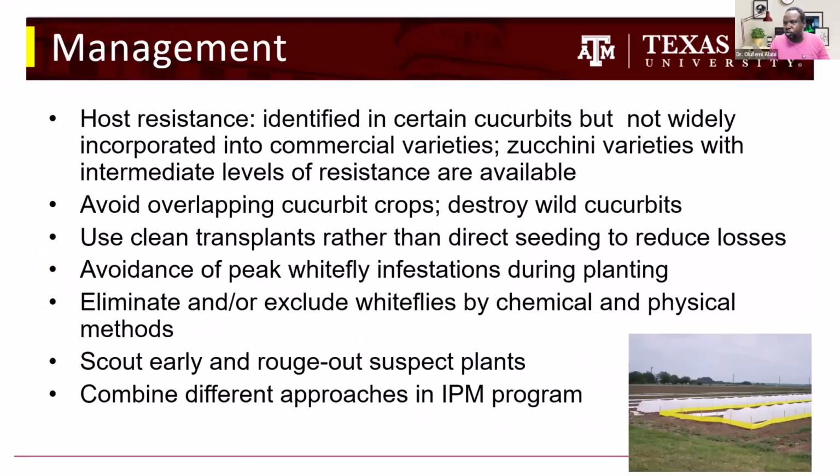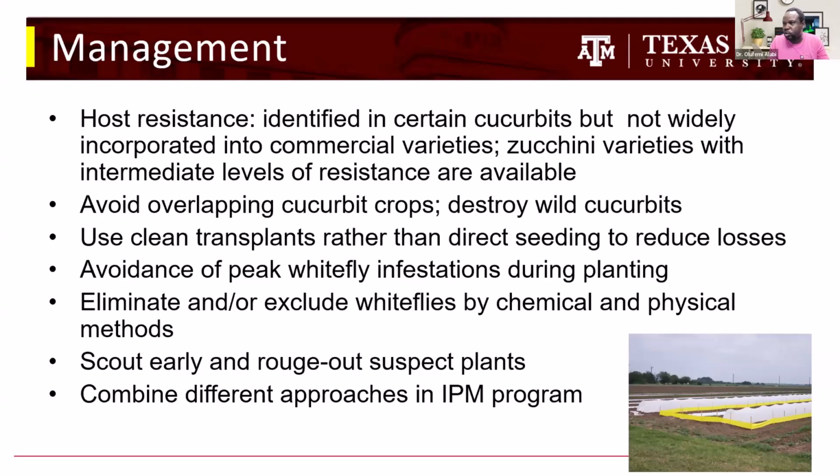In terms of management, it's going to be similar to everything you've had. Host resistance, of course, is desirable, and there are some sources of resistance that have been identified in some Cucurbita species, but many of those have not really been incorporated into commercial varieties. But there are some zucchini varieties with intermediate levels of resistance. Avoiding overlapping cucurbit crop production is very important so that we don't have a continuous green bridge for squash leaf curl virus and other viruses.